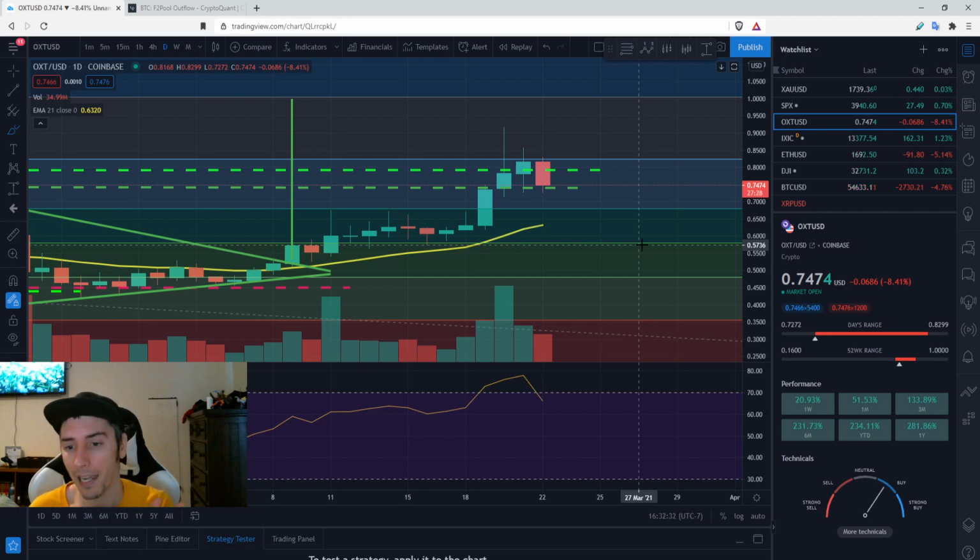It's so frustrating because I love this project. It's my biggest bag out of the altcoins that I personally have, and I want it to do well, but it is what it is. And so let's look at where these levels are, right?